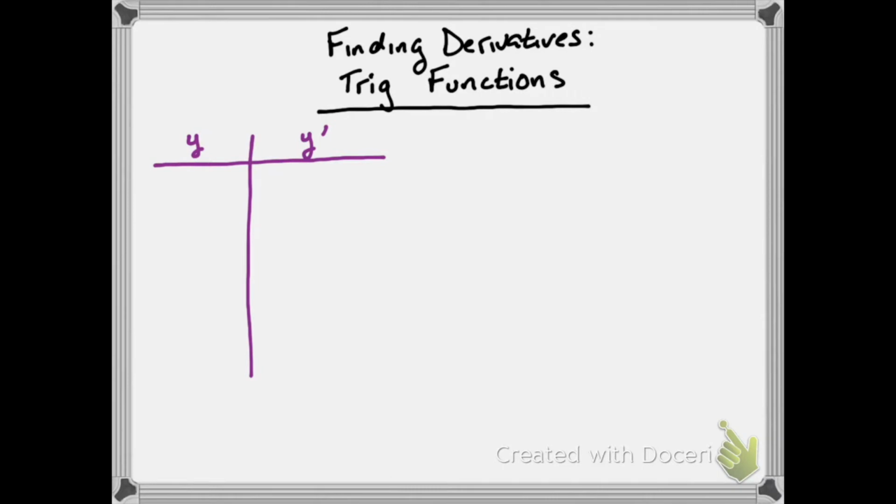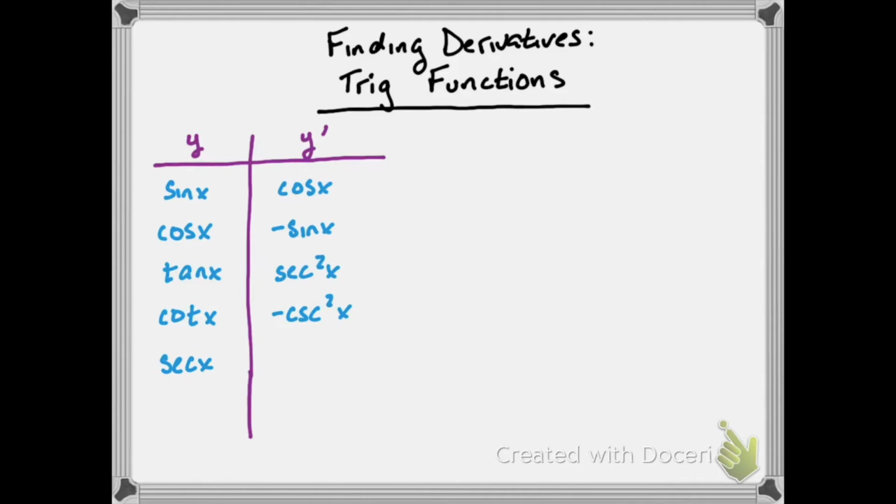Finding derivatives of the 6 standard trigonometric functions. I think it's easiest if we put them in a chart. Derivative of sine is cosine. The derivative of cosine is negative sine. The derivative of tangent x is secant squared of x. Cotangent x is negative cosecant squared of x. Secant x is secant x tangent x. And cosecant x is negative cosecant x cotangent x.